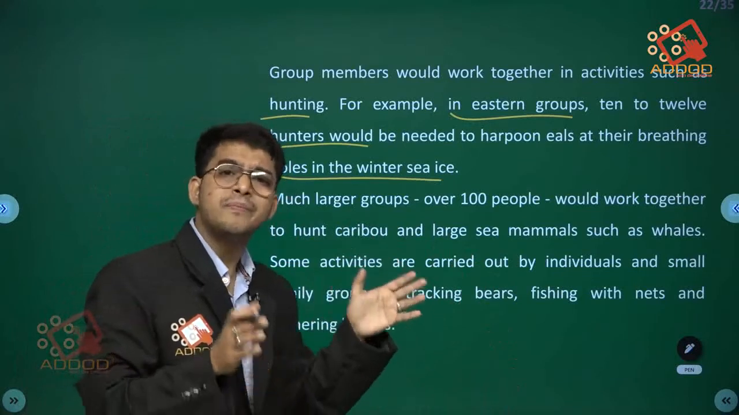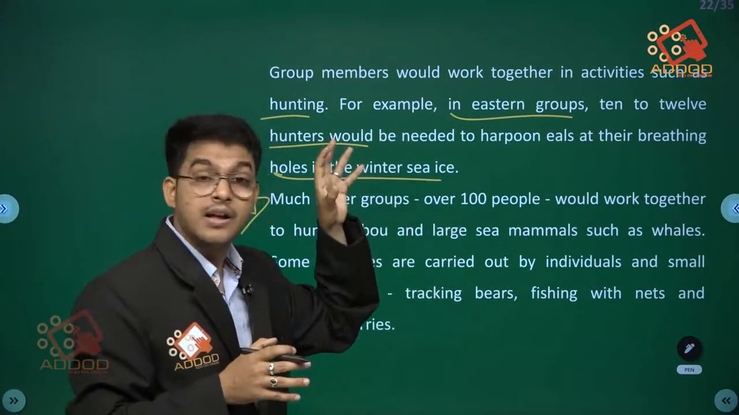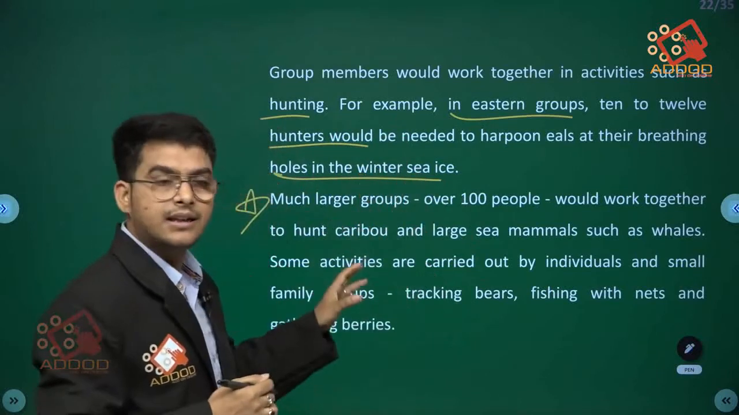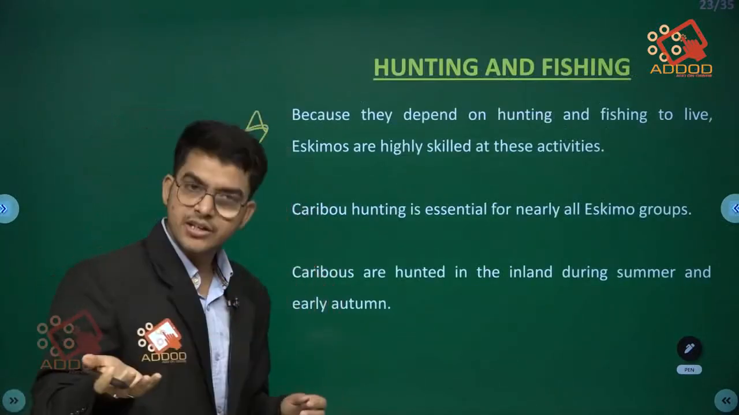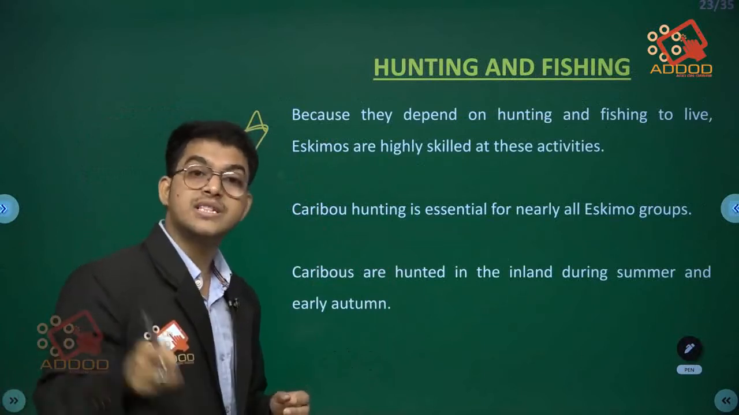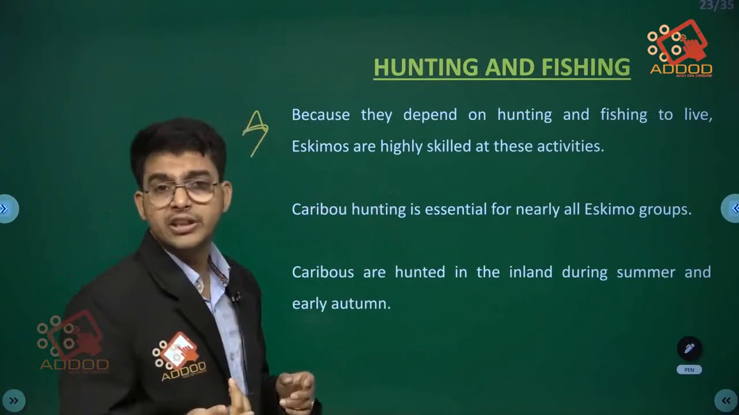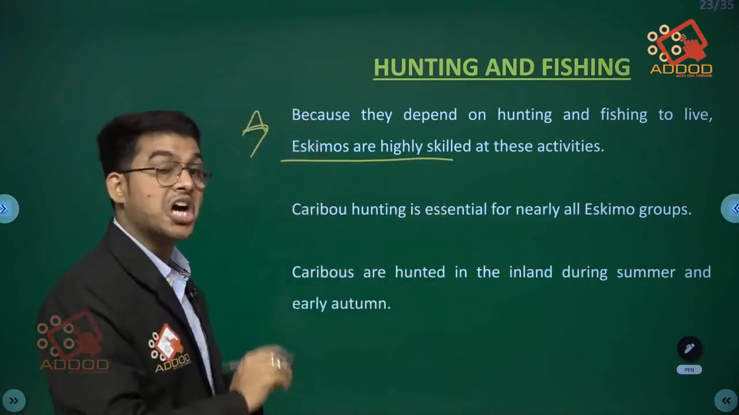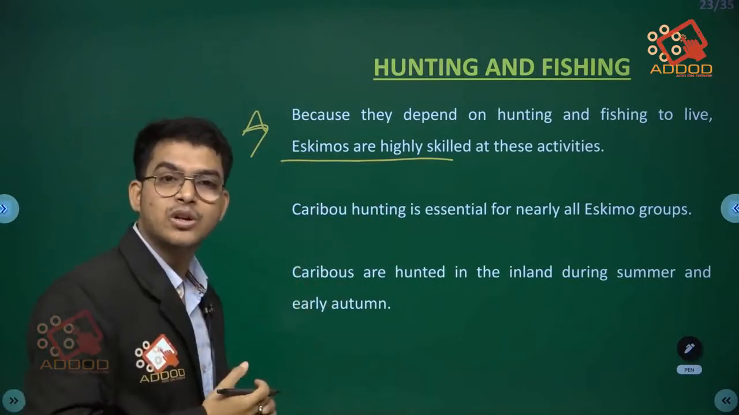These they do in small numbers, like two or three people. But hunting whales or other very large creatures, they take hundreds of people. They depend on hunting and fishing. I told you, we have so many choices to eat in fruits, vegetables, junk food, but they are very limited: hunting, fishing, or vegetation. Eskimos are highly skilled at these activities, because this is what they are supposed to do. They don't have a school, they don't have a university, they don't have offline or online classes.